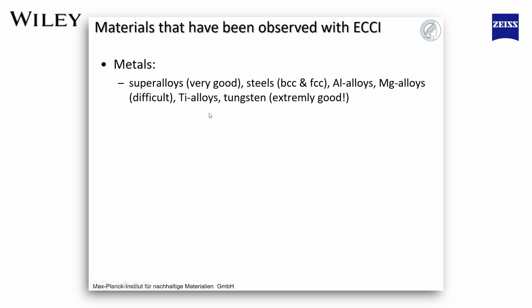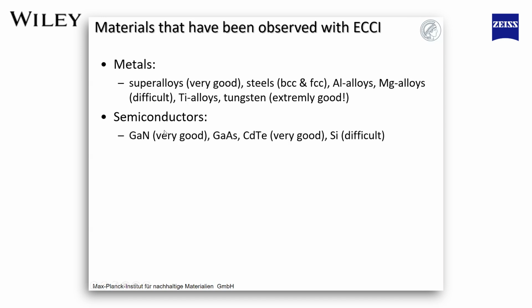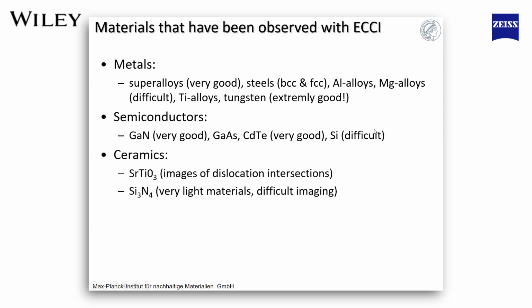They are difficult, as I mentioned. Tungsten goes extremely well as it is such a heavy material and scatters very strongly. It gives pictures like in TEM. We have looked at semiconductors, gallium nitride, gallium arsenide, cadmium telluride. Silicon is more difficult because of its lightness. Then we have looked at different ceramics, strontium titanate, silicon nitride, which is a very light material. It's difficult imaging, but going down in acceleration voltage, it gives good images.